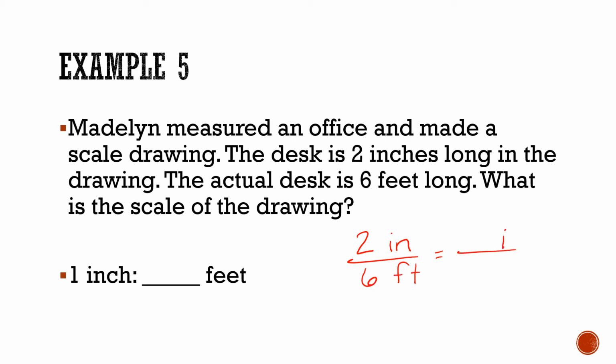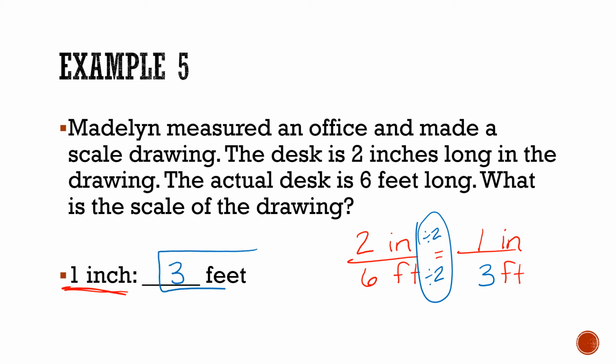So we're going to leave inches on the top, feet on the bottom, or you can flip them. And we're given this 1 inch here in the answer, so we know that's going to be 1. So how do we go from 2 down to 1? We divide by 2. So we'll do the same on the bottom, and 6 divided by 2 is 3. So remember, it's not always multiplying. Sometimes you're dividing by a number because you're going down. So 1 inch to 3 feet.